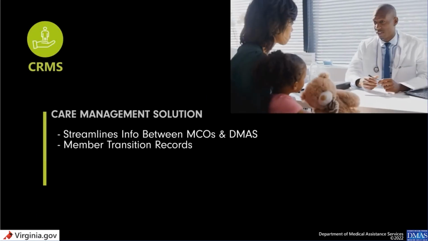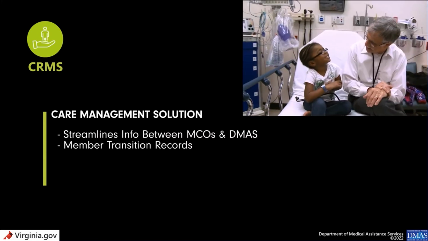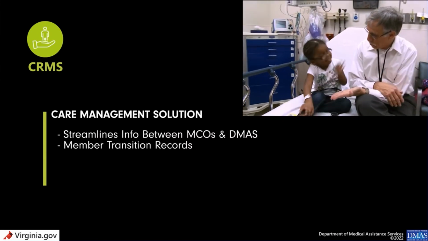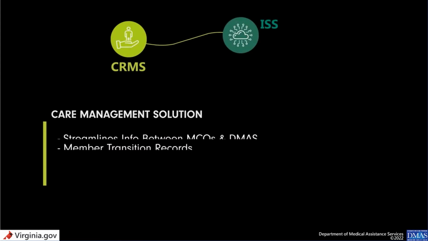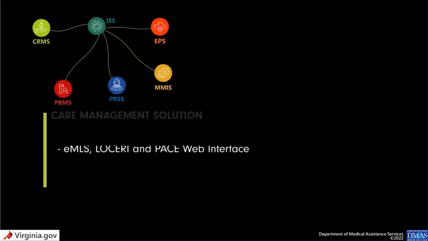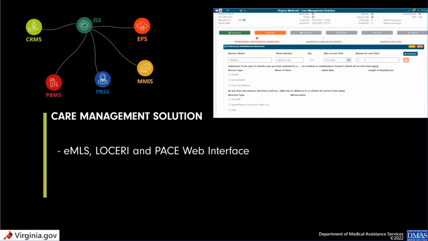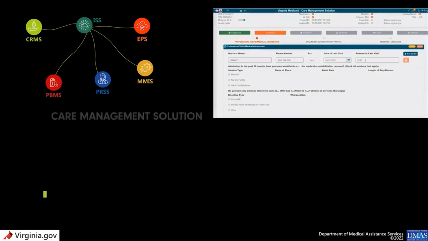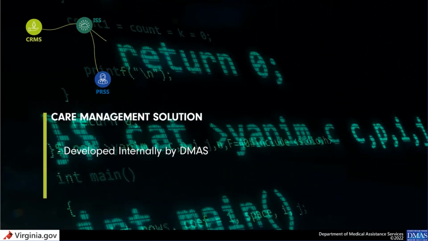Care Management, called CRMS, streamlines and standardizes the information exchange among MCOs and DMAS business areas through member transition records. Access is through the MES Portal. A comprehensive set of health records are created and maintained for behavioral health and long-term care using eMLS and Locary web applications. Just like EPS, CRMS was developed internally by DMAS.